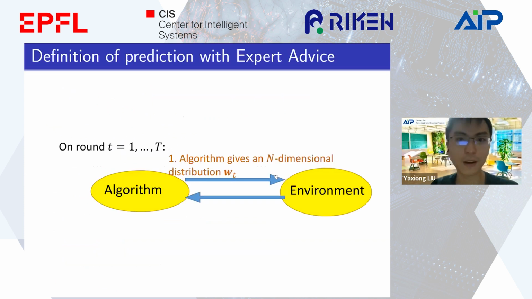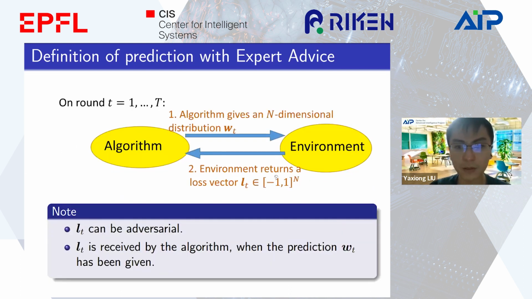Let's come to the first part. This is the definition of prediction with expert advice, which is a very famous online learning model. In this framework there are two objects, the algorithm and the environment. It is a sequential decision-making system for rounds small t from 1 to capital T. In each round, firstly the algorithm gives an n-dimensional distribution w_t, and then the environment returns a loss vector l_t in the n-dimensional cube from -1 to 1.